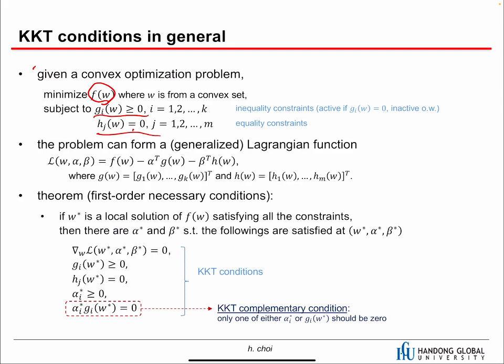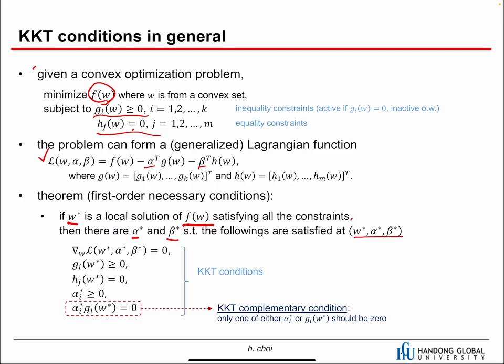And then the problem can form a generalized Lagrangian function like this. Okay, and these are Lagrangian multipliers. And then there is a theorem, the first order necessary condition theorem. So if W star is a local solution of f of W satisfying all the constraints, then there are alpha star and beta star such that the following are satisfied at this point.